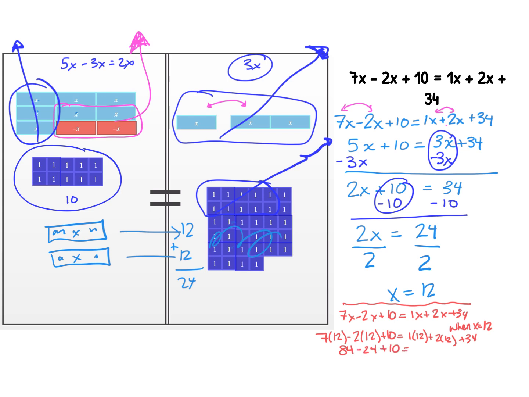I usually like to finish one side completely and then move on to the next. So 84 minus 24 is 60, plus 10 is going to get us 70. So that's my goal, is to get 70. Let's see how I'm going to do. So I have 12 plus 24 plus 34. So 12 plus 24 is 36 plus 34 is 70. So it works. Well done.